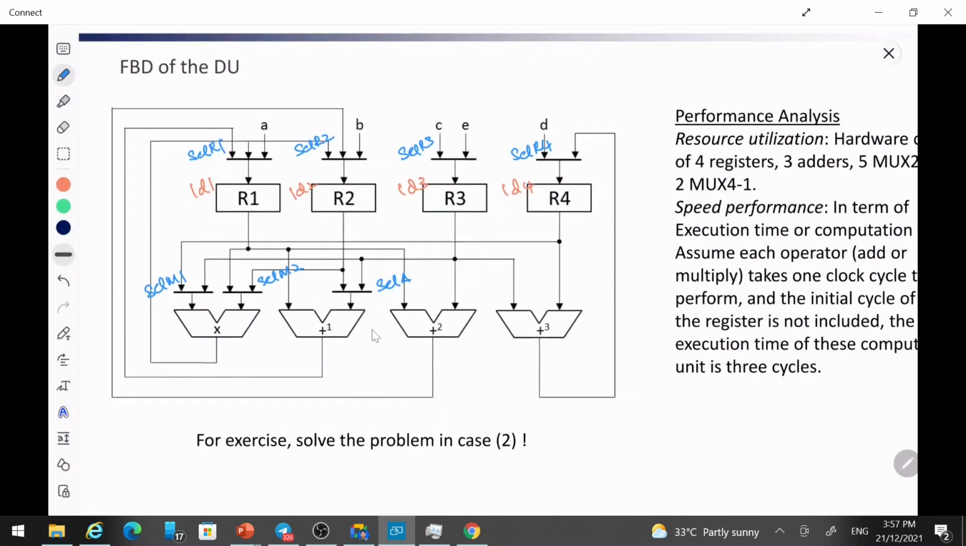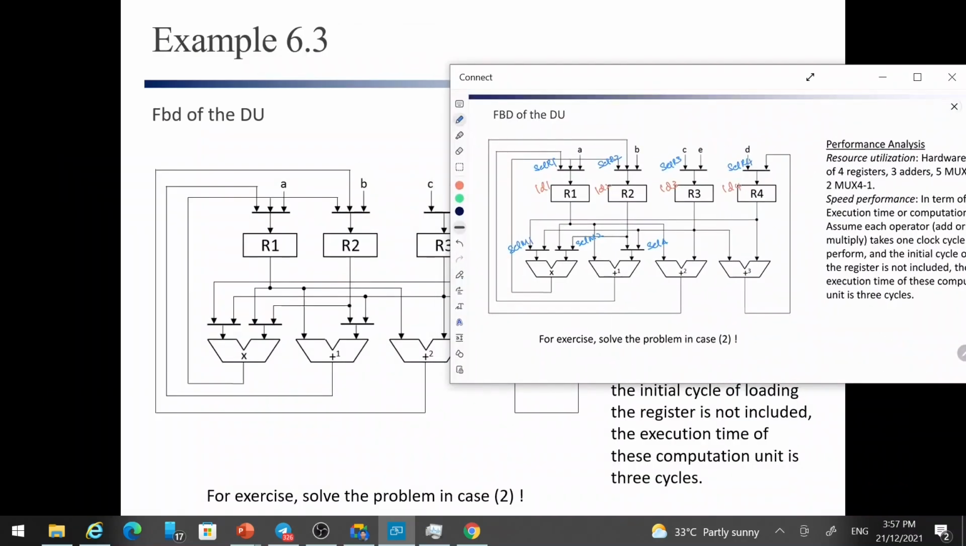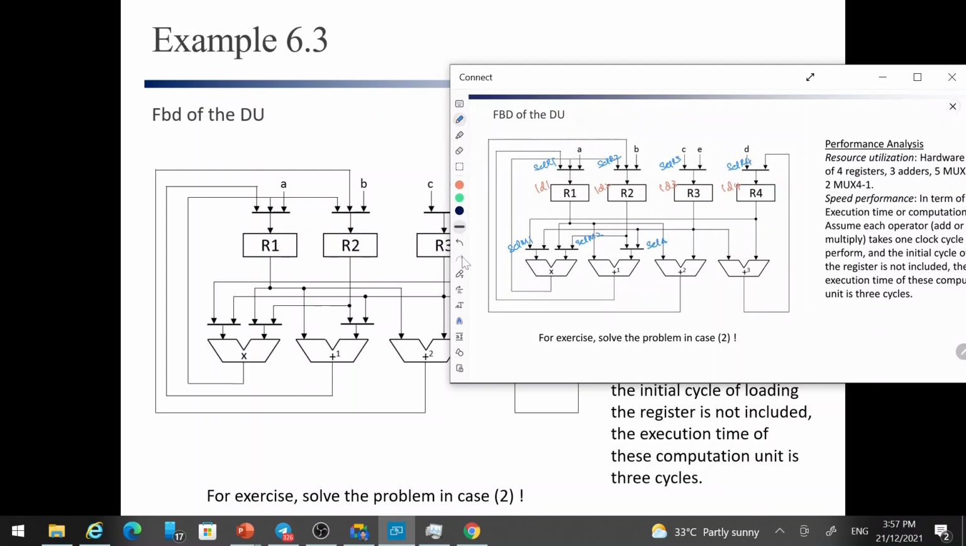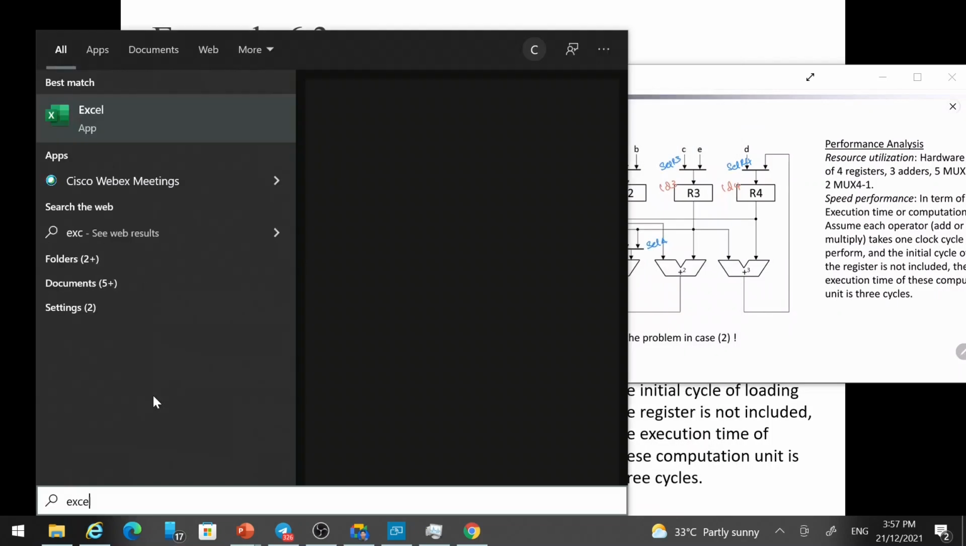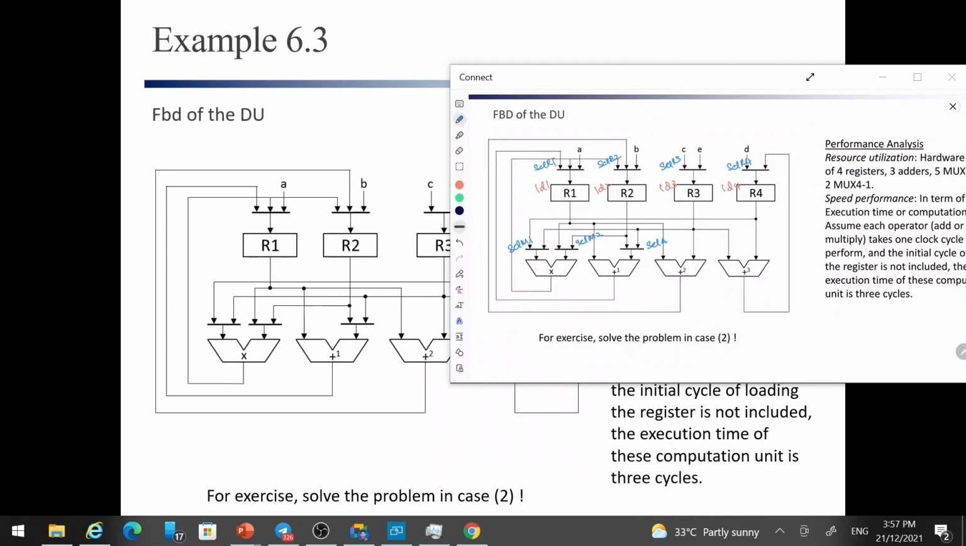Now we need to create the CS table. So let's create the CS table for this. You can write on paper, or you can use maybe Excel, such that it's easier for you to keep track.